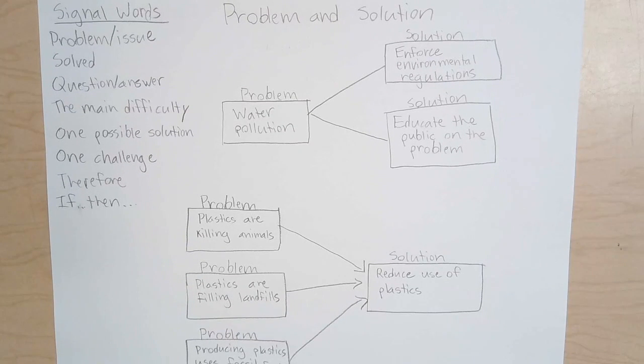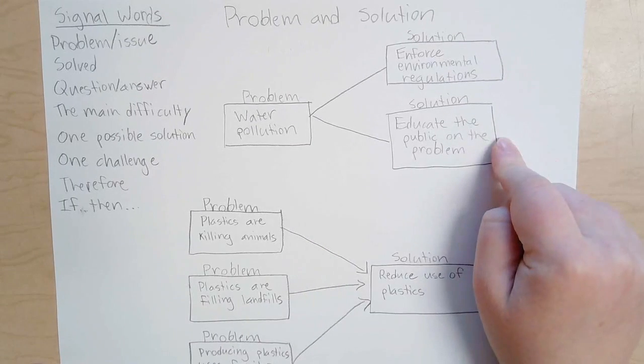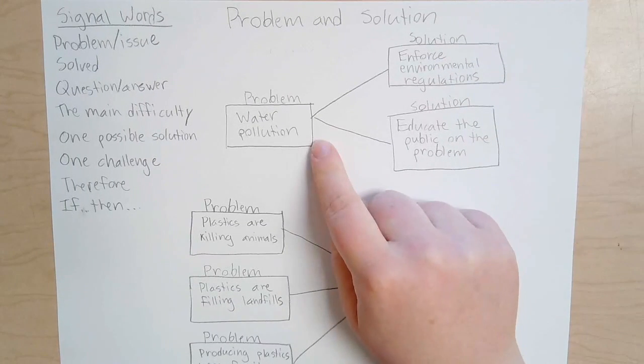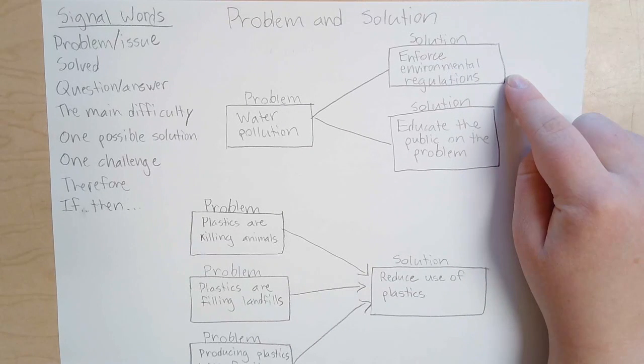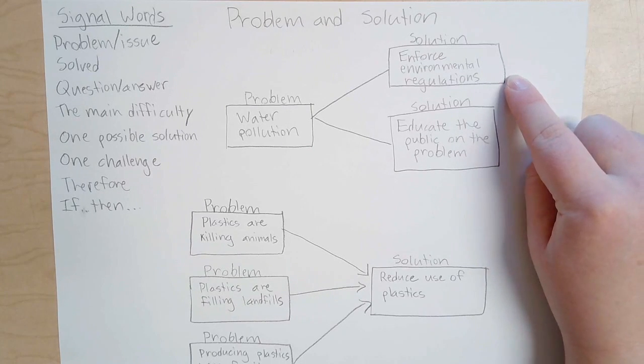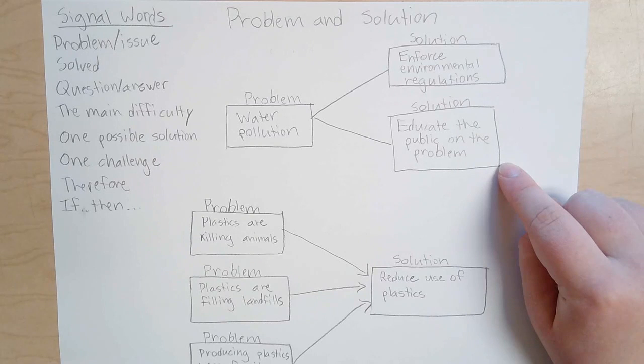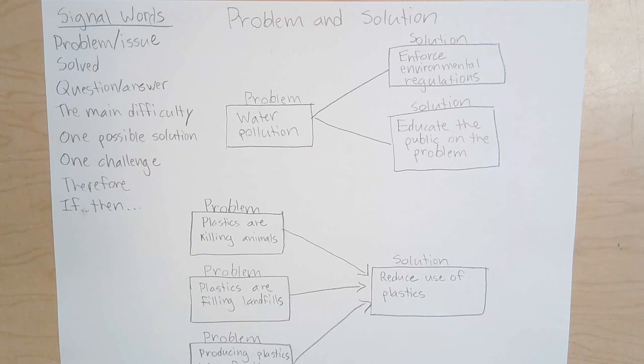So these articles or texts might talk about one problem and then multiple solutions to it. If we're talking about the problem of water pollution, two possible solutions might be enforcing environmental regulations, actually punishing people who dump things in the water that they shouldn't, and then educating the public on the problem, because they might not know that it's not okay to put certain things in the water.